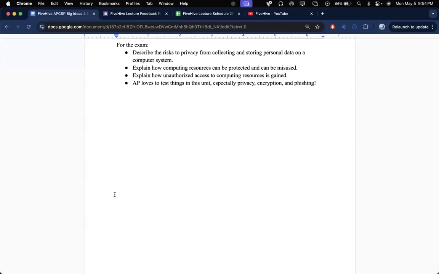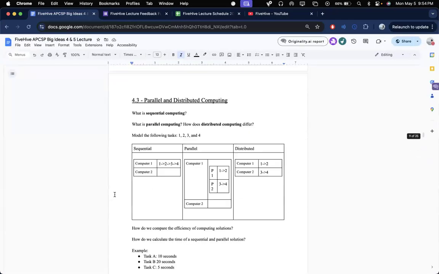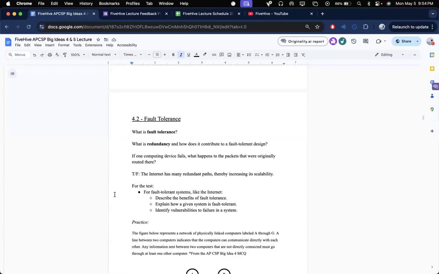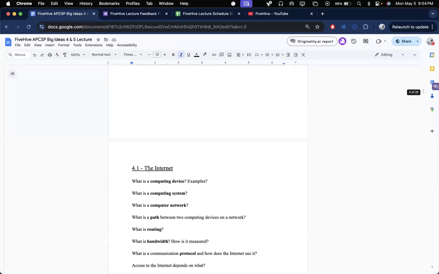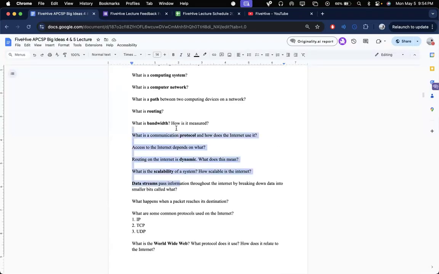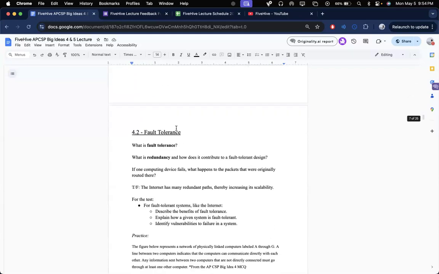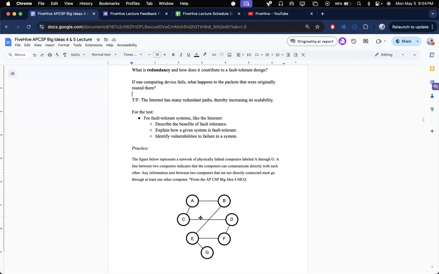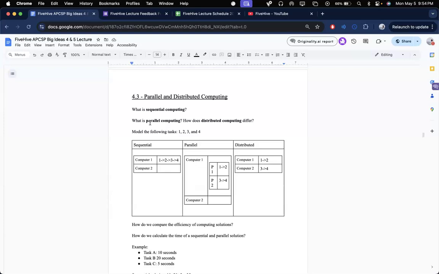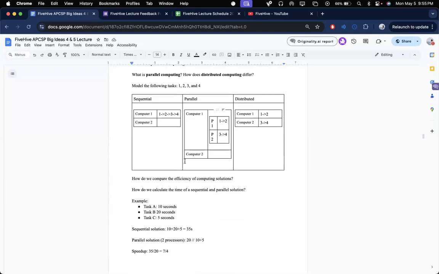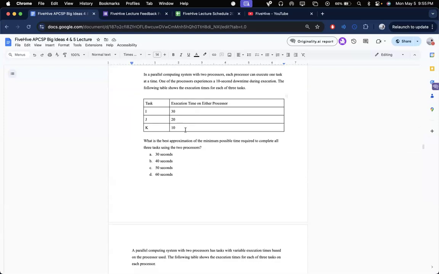We did 4.4 and 5 already, so we pretty much did all of the course at this point. For the internet, you just need to know all your vocab and what the protocols are. Fault tolerance describes how a network can be fault tolerant by having a lot of redundant paths. Sequential versus parallel computing: sequential is doing all the tasks in order, while parallel splits them up by processor, so multiple things go on at once. This is always going to be faster, and being able to do these questions is important.